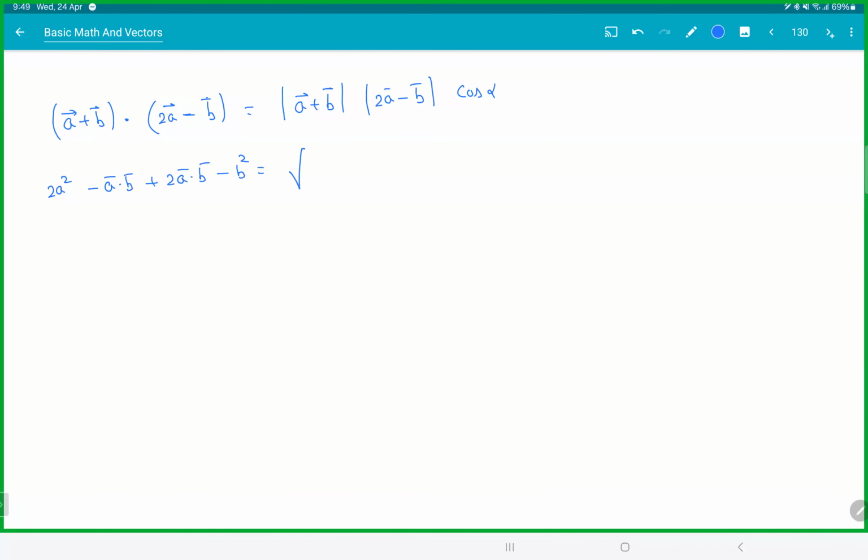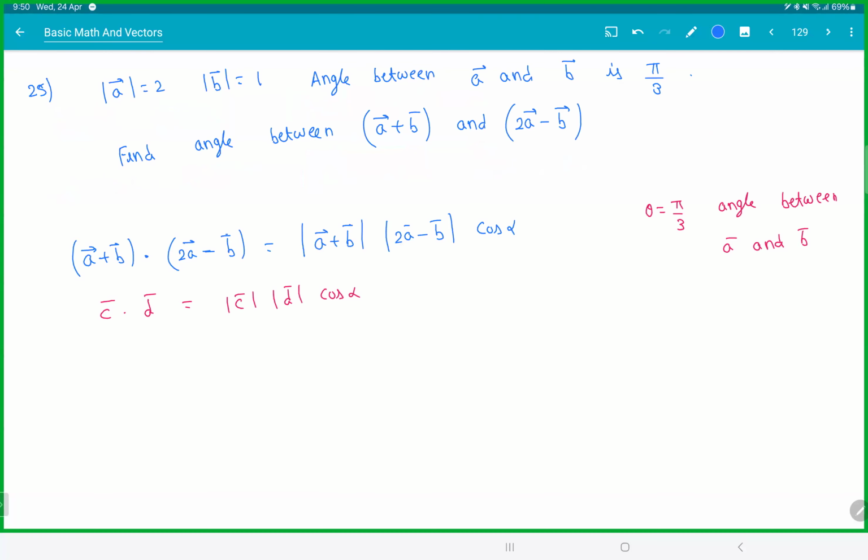What is mod a plus b? From the parallelogram of vectors, we know this is a square plus b square plus 2ab cos theta, where theta is the angle between a and b. What is mod 2a minus b? It is 2a whole square plus b whole square plus 2 into 2a into minus b into cos theta. Basically, wherever there is b, just replace it with minus b. The sign will take care of it. So for cos alpha, we are using the parallelogram law on the right-hand side and the dot product on the left-hand side.